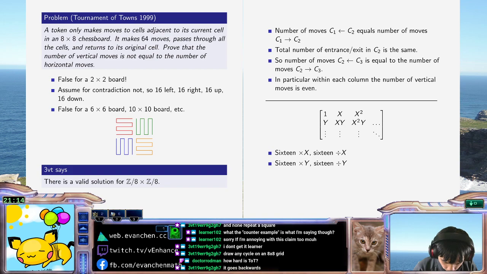How hard is Tournament of Towns? Varies, but is often actually quite hard.